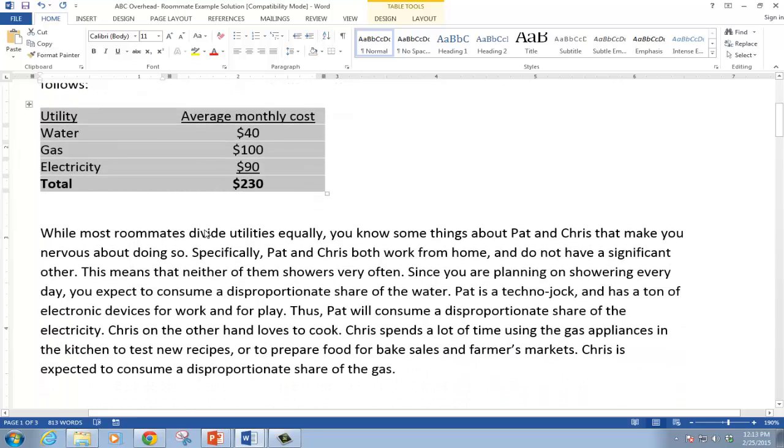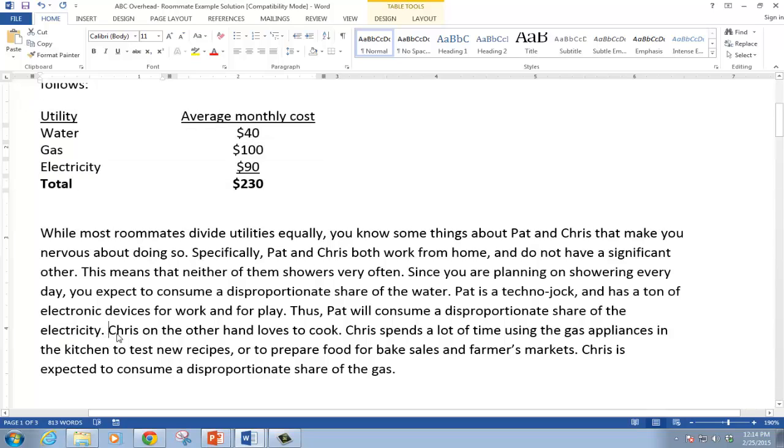All right, while most roommates divide utilities equally, you know some things about Pat and Chris that make you nervous about doing so. Specifically, Pat and Chris both work from home and do not have significant others. This means that neither of them showers very often. Since you are planning on showering every day, you expect to consume a disproportionate share of the water. Pat is a techno jock and has a ton of electronic devices for work and for play. Thus, Pat will consume a disproportionate share of the electricity.